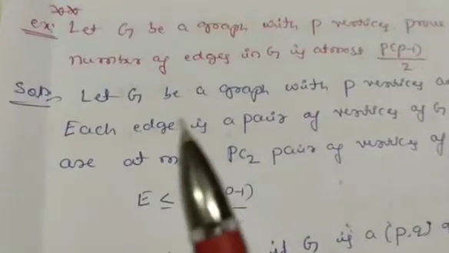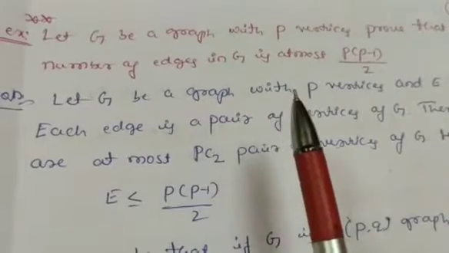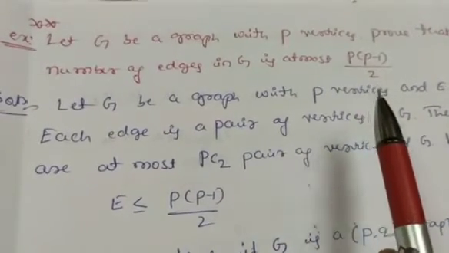Let us take one more example. Let G be a graph with p vertices. Then prove that the number of edges in G is at most p(p-1)/2.